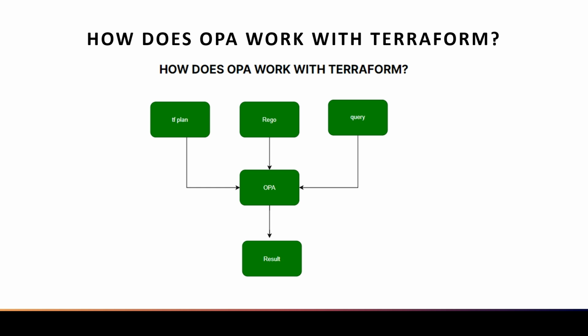Then OPA processes the input by checking each resource in the Terraform plan against the Rego policy to see if they meet the security standard defined in the Rego policy. Finally, OPA generates a result that shows whether each resource in the Terraform plan complies with the policy or not. If any policy is violated, for example if an EC2 instance has SSH open to all public IPs, OPA flags it, providing specific feedback on the resource ID and the rule that was broken.